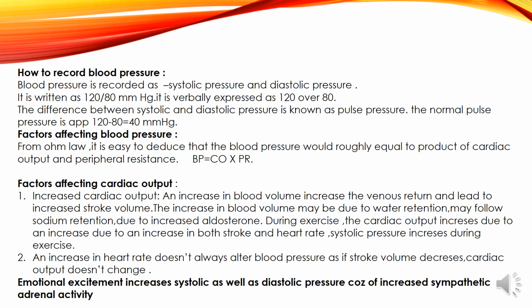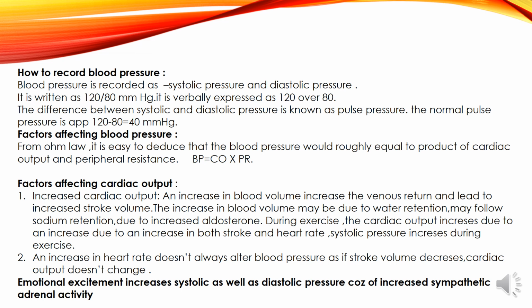How to record blood pressure? Blood pressure is recorded as systolic pressure and diastolic pressure. It is written as 120/80 mmHg. It is verbally expressed as 120 over 80. The difference between systolic and diastolic pressure is known as pulse pressure, and the normal pulse pressure is approximately 120 minus 80, which is equal to 40 mmHg.